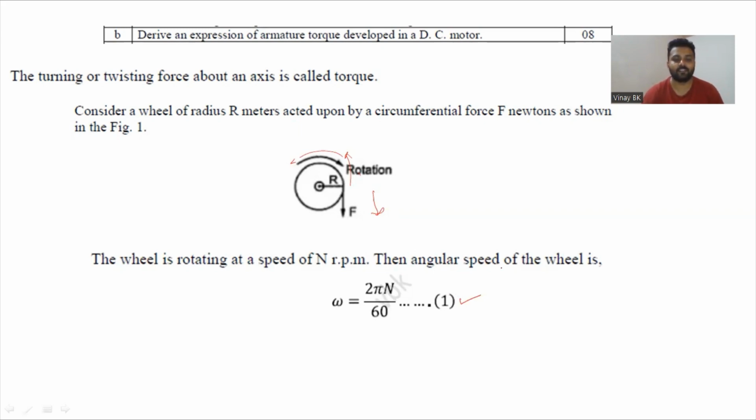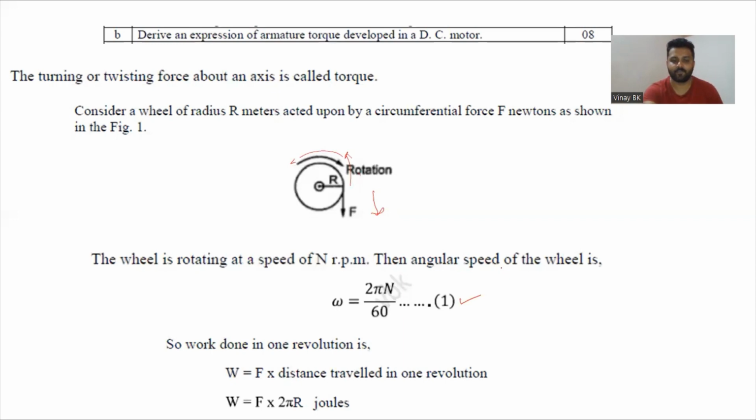Once you define the speed of the rotor as N rpm, you get the angular speed omega equals 2 pi N by 60, where N is nothing but the wheel speed, the rotor speed. Now you need to get the work done in one revolution. We know that work done is nothing but force into distance traveled. For one revolution the distance traveled is 2 pi r. So F into 2 pi r is the work done in joules.